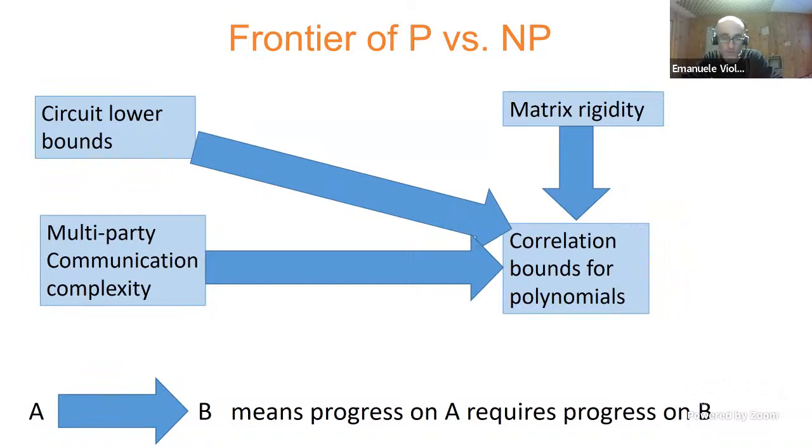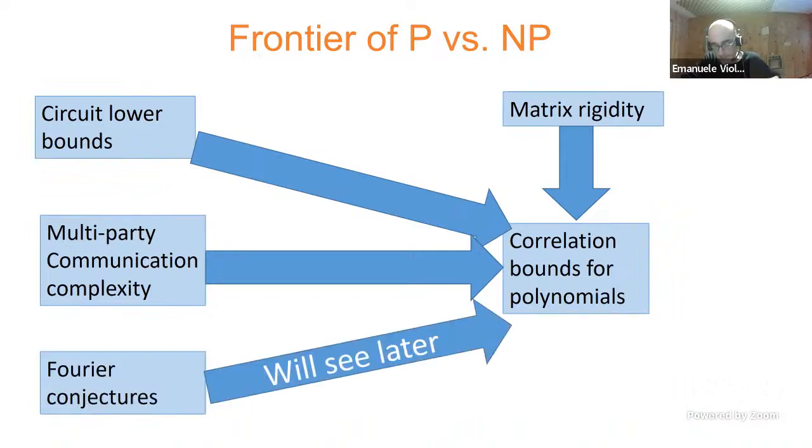Okay, and there's more. So I'm going to discuss later one more error, which is more recent. And recently there have been some proposals of some Fourier conjectures for polynomials, and it was not clear that these things require correlation bounds, but it was shown that even those require correlation bounds. And I will say more about this last error.